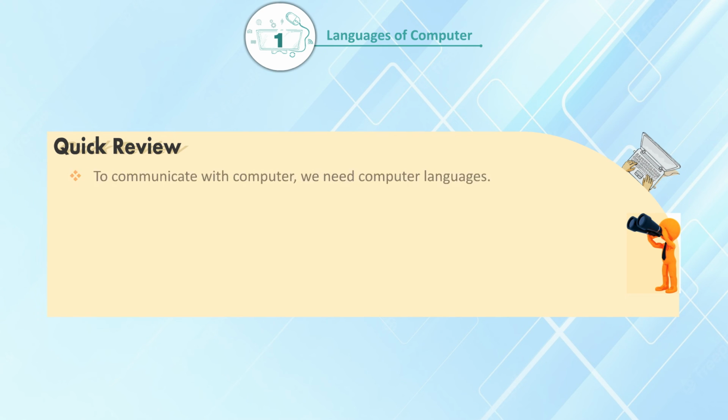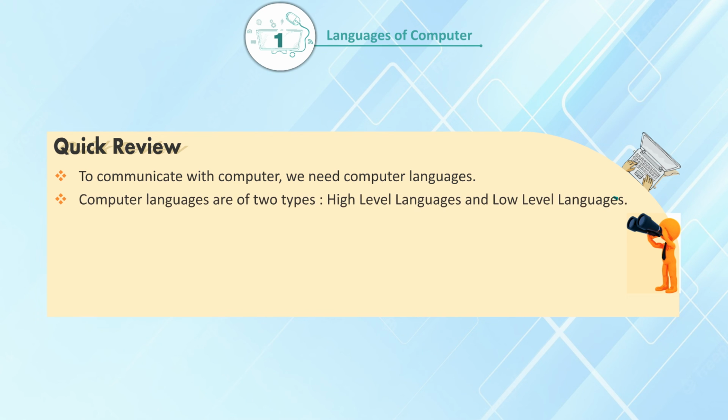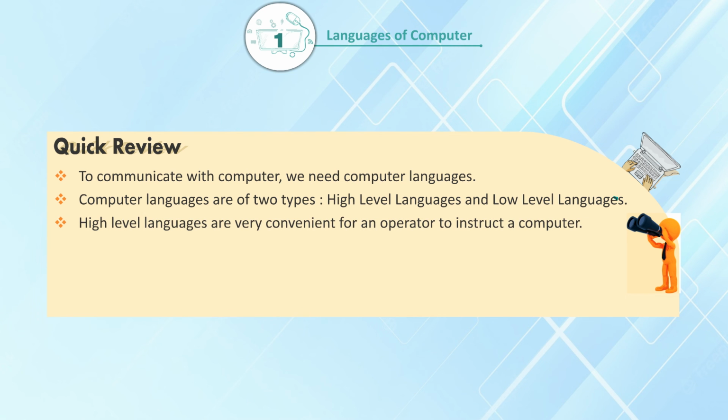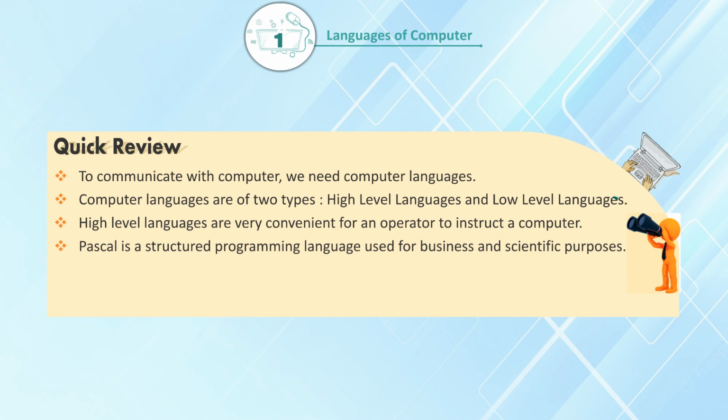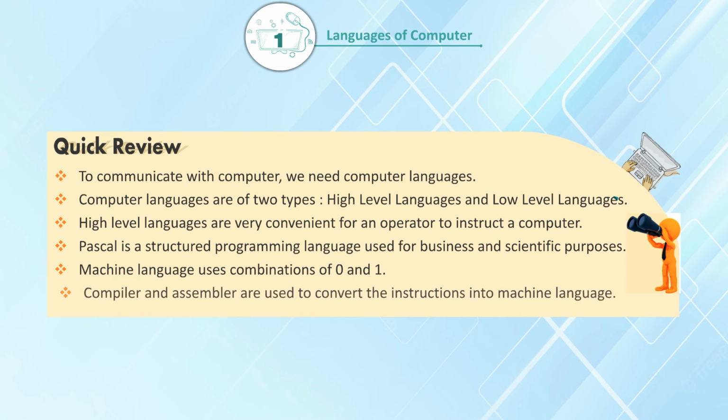Quick review. To communicate with a computer, we need computer languages. Computer languages are of two types: high-level languages and low-level languages. High-level languages are very convenient for an operator to instruct a computer. Pascal is a structured programming language used for business and scientific purposes. Machine language uses combinations of 0 and 1. Compiler and assembler are used to convert the instructions into machine language.